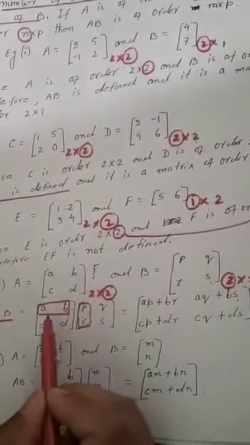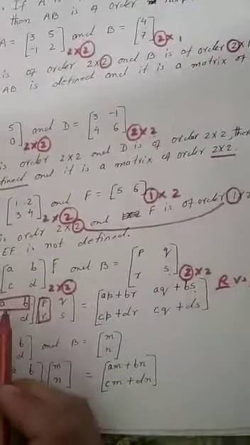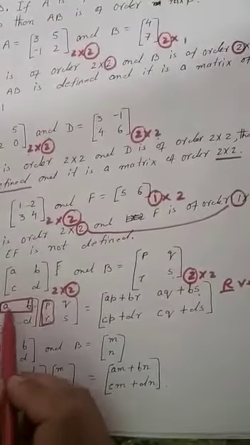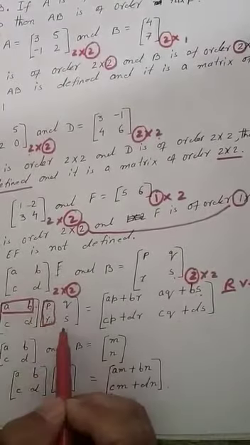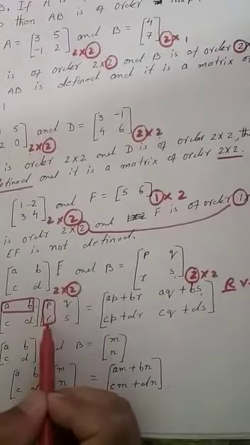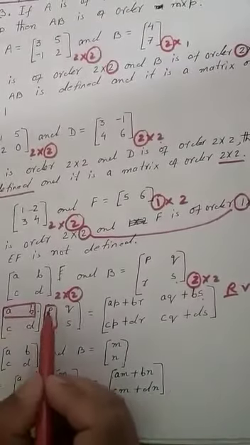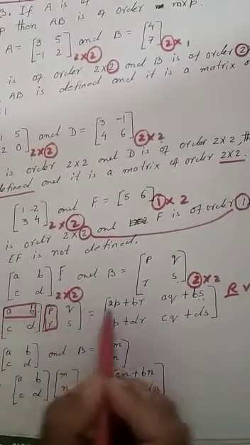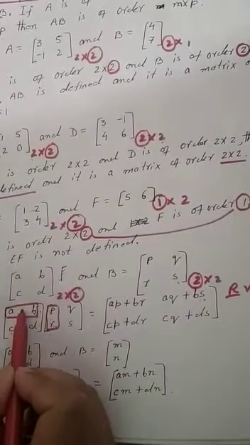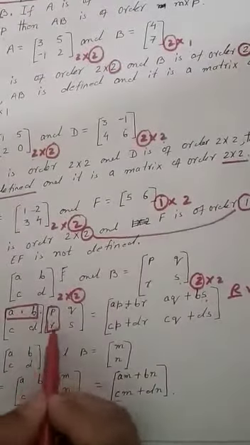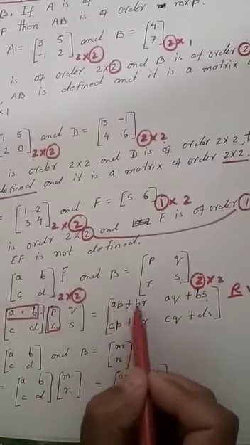To multiply A and B, you have to use row versus column. So first row, first column; first row, second column; second row, first column; second row, second column. Now see how to multiply the first row and first column: AP, with a plus sign in the middle, BR. So this is your first element, AP plus BR.